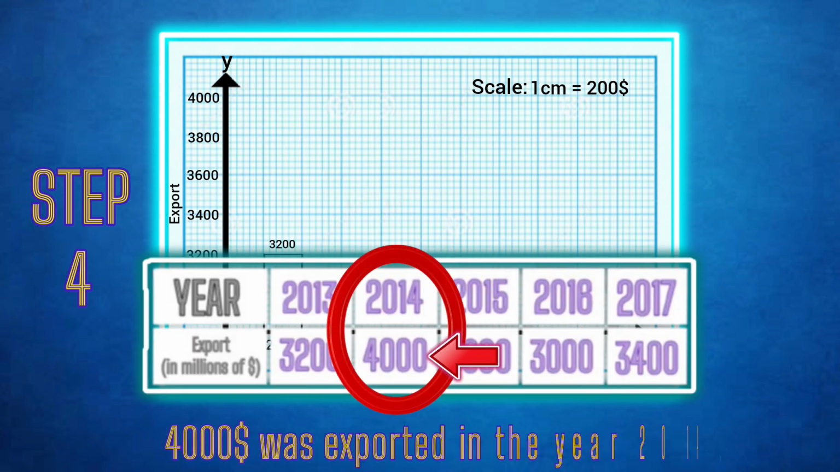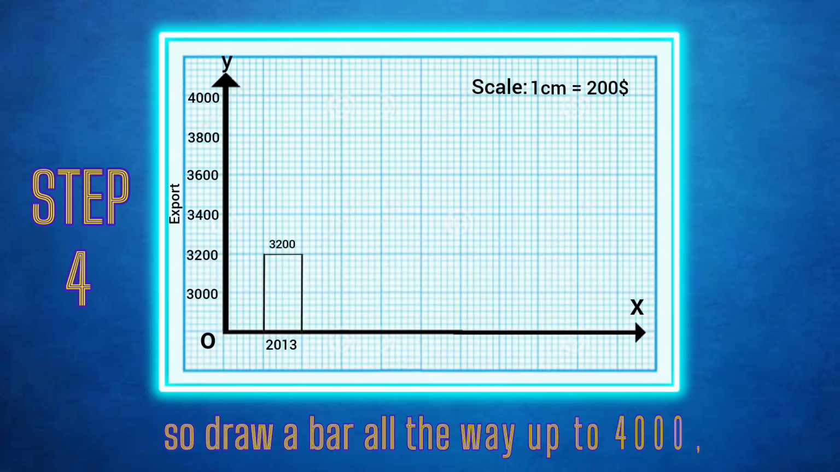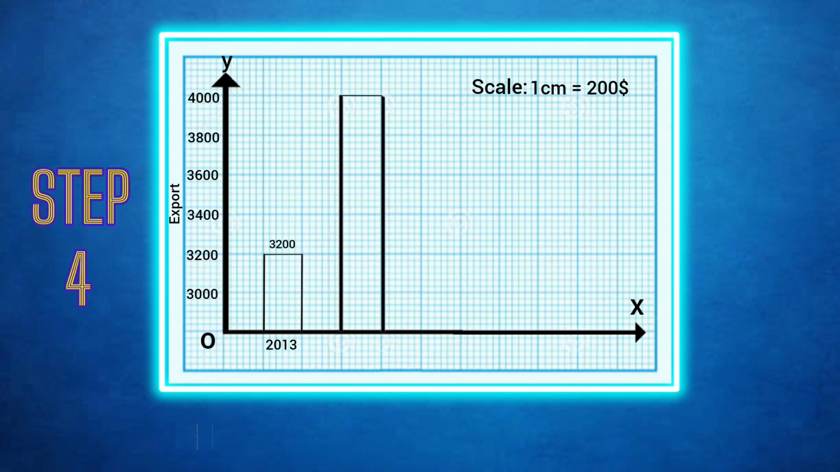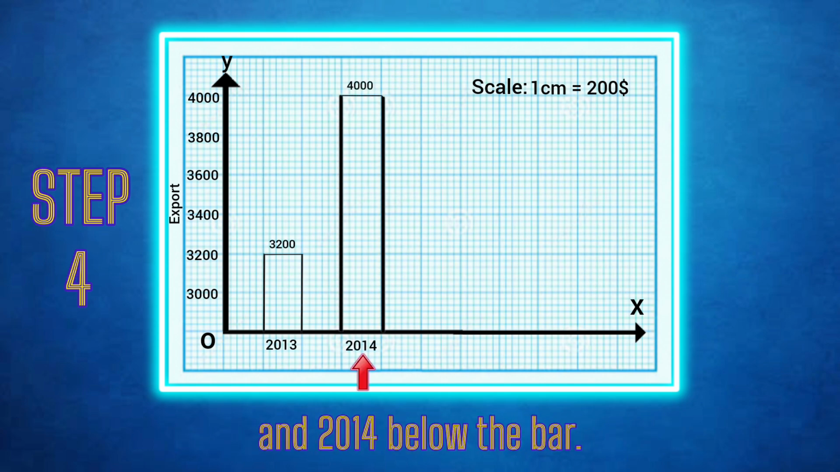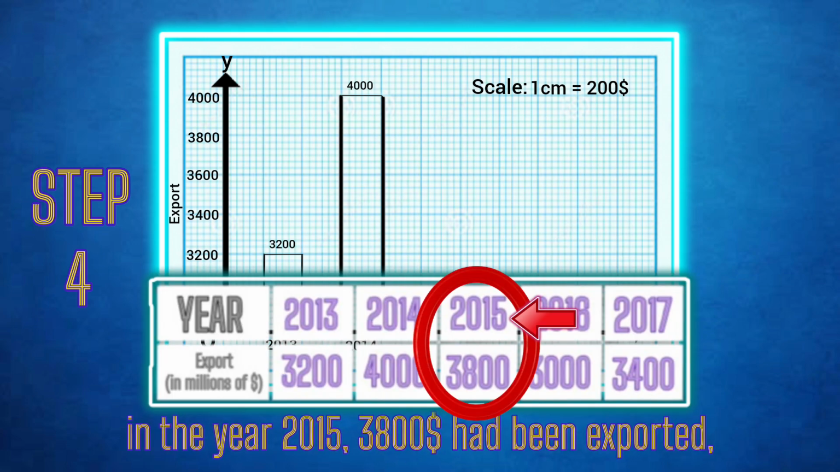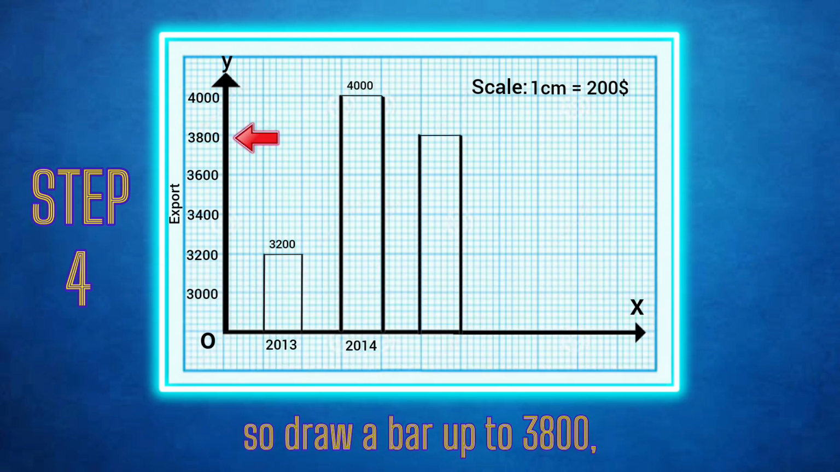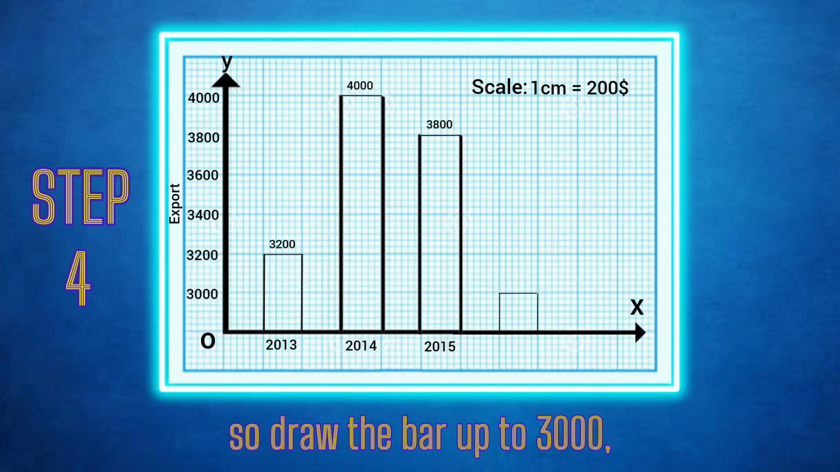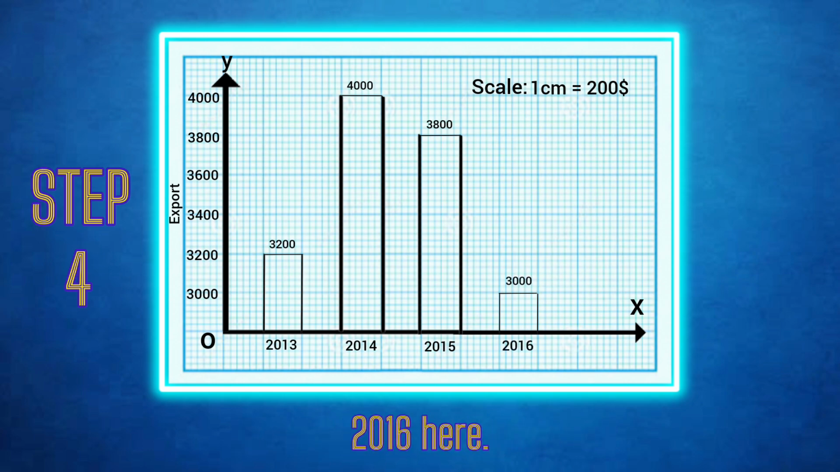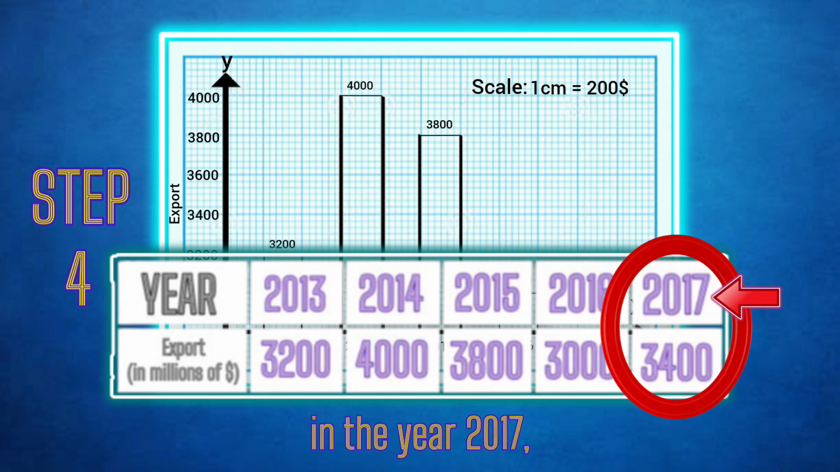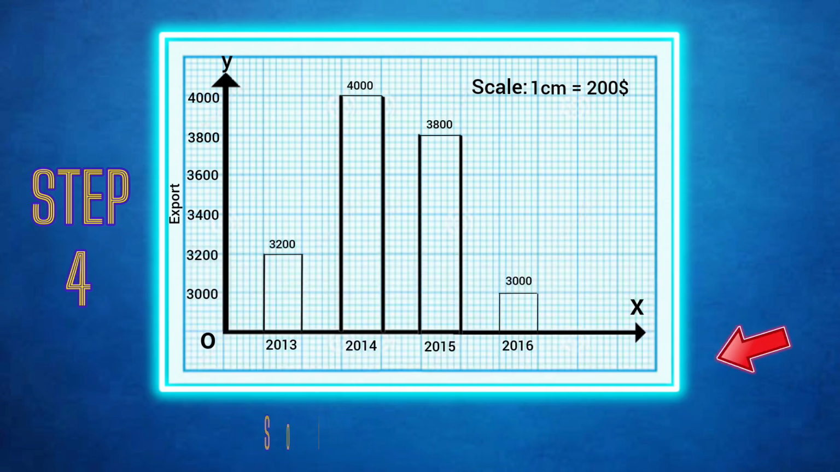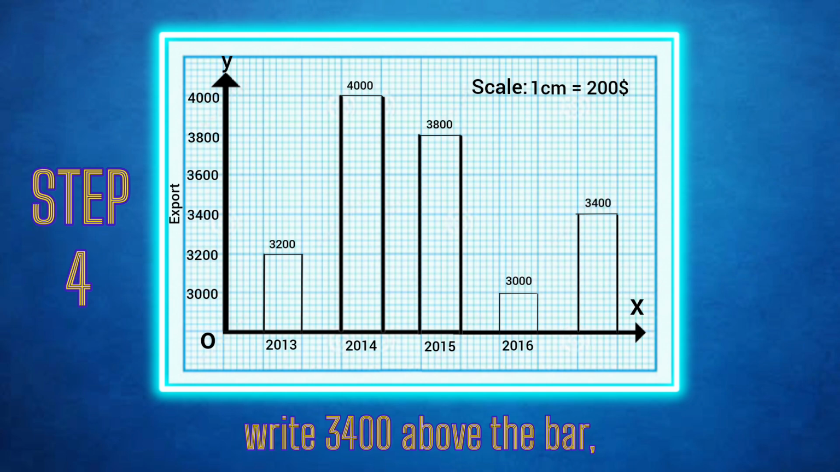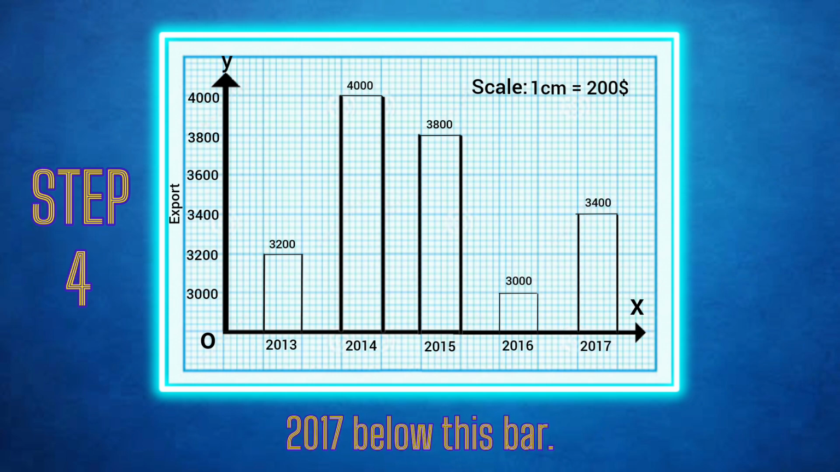Next, it says that 4,000 was exported in the year 2014. So draw a bar all the way up to 4,000. Write 4,000 above the bar and 2014 below the bar. Next, it says that in the year 2015, $3,800 had been exported. So draw a bar up to 3,800. Write 3,800 above the bar and 2015 below the bar. Next, in the year 2016, $3,000 was exported. So draw the bar up to 3,000. Write 3,000 here and 2016 here. And finally, in the year 2017, $3,400 had been exported. So draw a bar up to 3,400. Write 3,400 above the bar and 2017 below this bar.